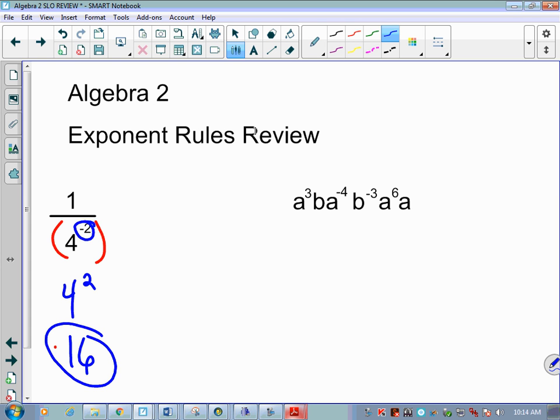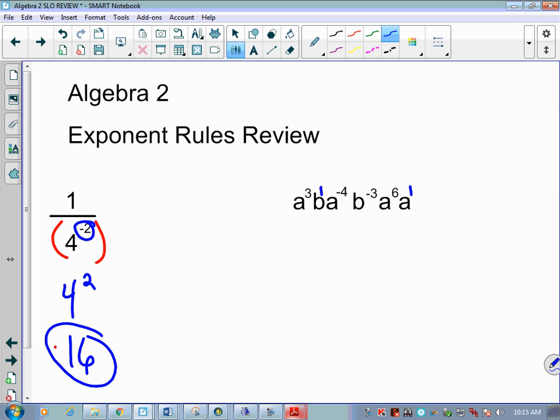Just like when we were talking about variables with no coefficient in front of it, we knew that all variables with no coefficient have a coefficient of 1, correct? What do all variables have as an exponent if an exponent is not known? What's the exponent? 1. So that's why what you saw up here before I erased it is that I had a 1 with that b and a 1 with that a because there was no exponent there.